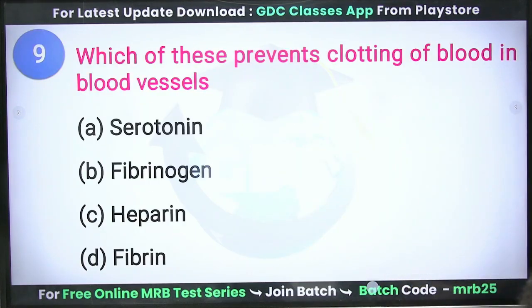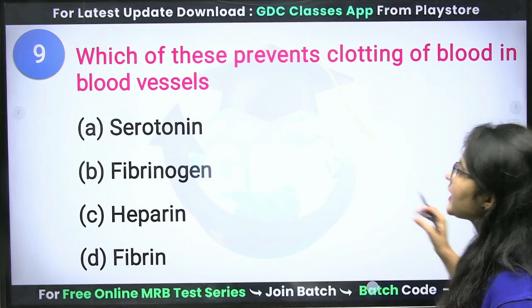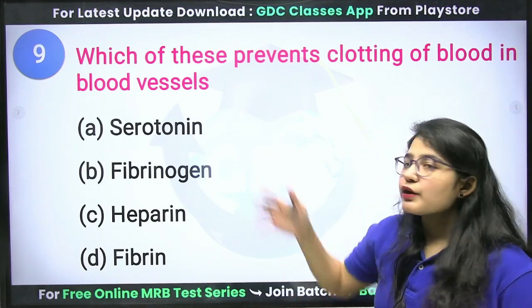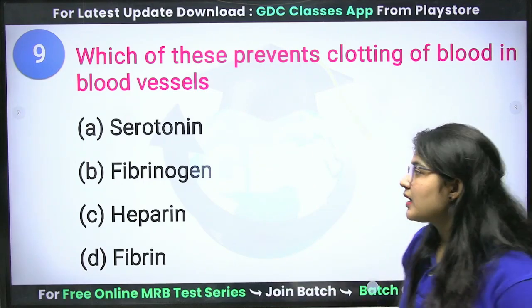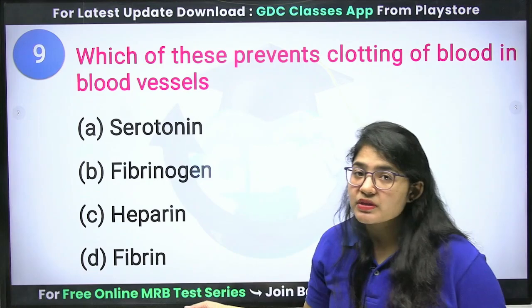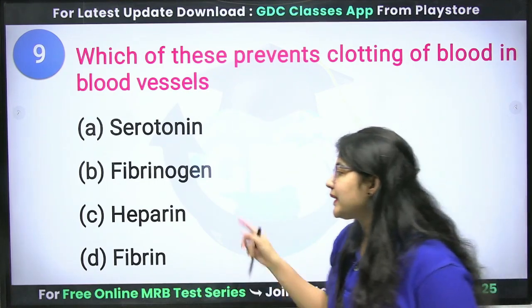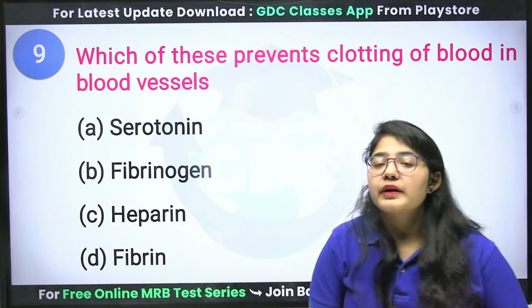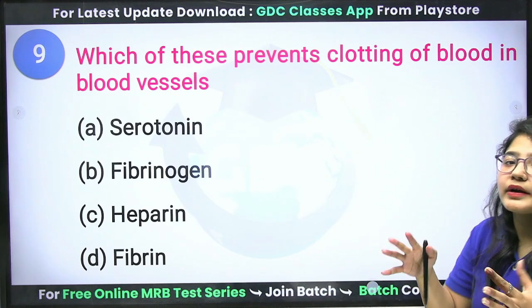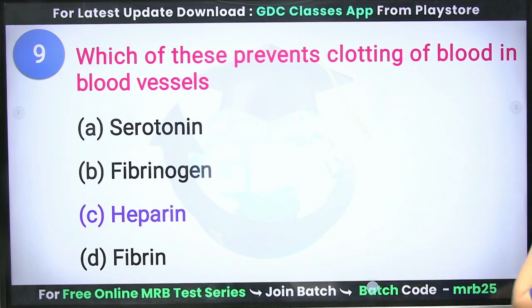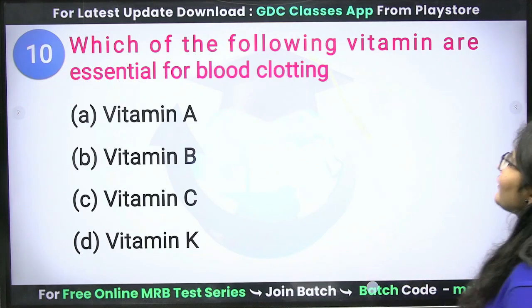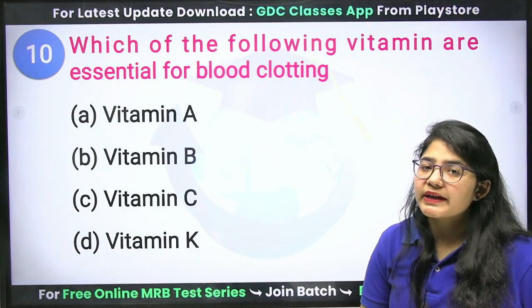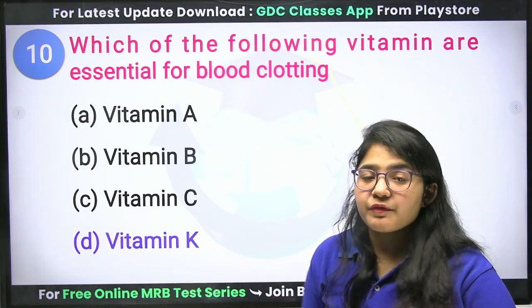Next question. Which of these prevents clotting of blood in blood vessels? See, serotonin is a chemical messenger which is present in your central nervous system. Fibrinogen and fibrin are responsible for the clotting of blood, but heparin is an anticoagulant. It dissolves the already clotted blood. So what will be the correct answer? The heparin will prevent the clotting of the blood in blood vessels. Clear? Next question. Which of the following vitamins is essential for blood clotting? Obviously, we know the correct answer, that is vitamin K.